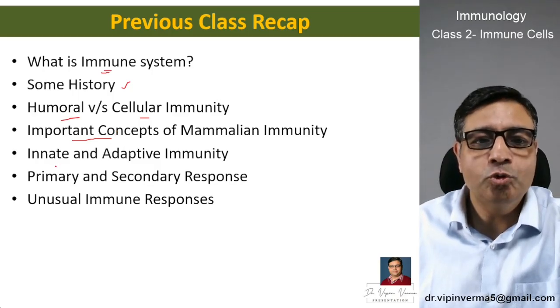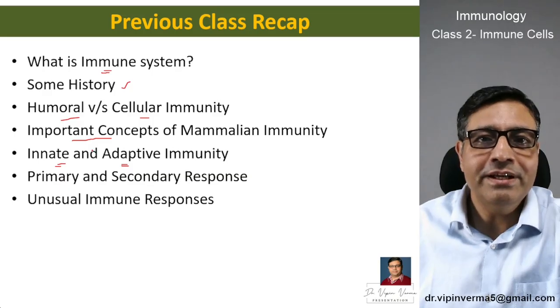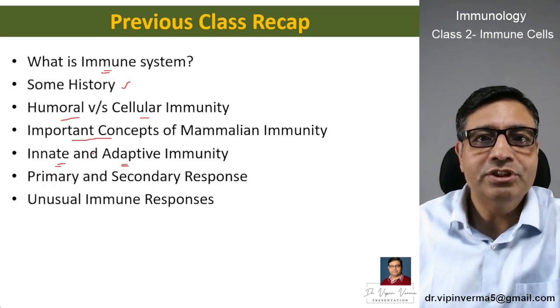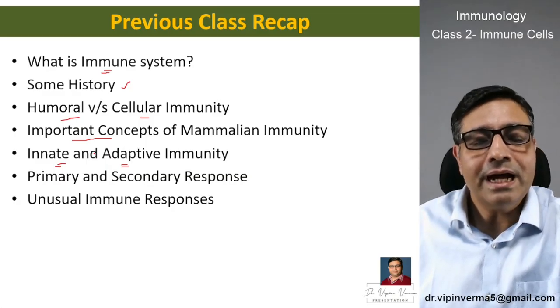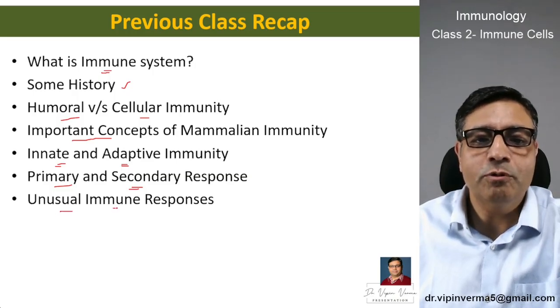We also studied the two branches, the innate and the adaptive immunity, and how innate immunity is giving us the first line of defense, as well as communicating to the adaptive branch about the infection, alerting and preparing the adaptive branch. We studied the primary and the secondary response and how these are important also in terms of vaccination. And then we saw some unusual immune responses like immune dysfunctions.